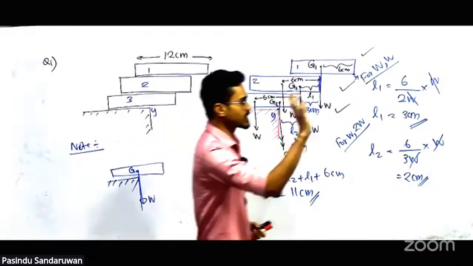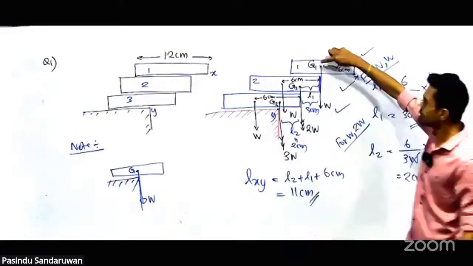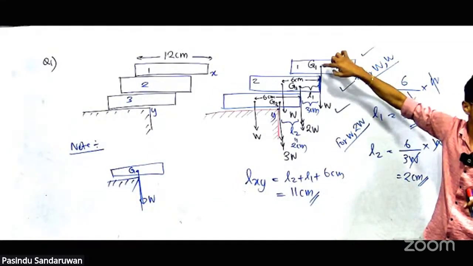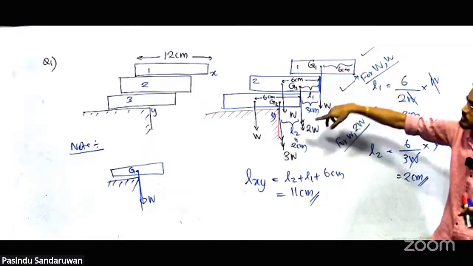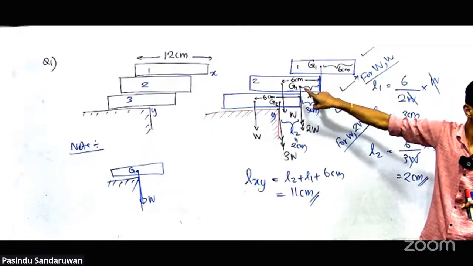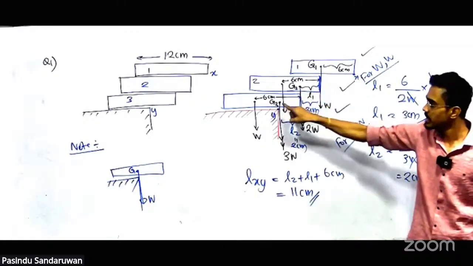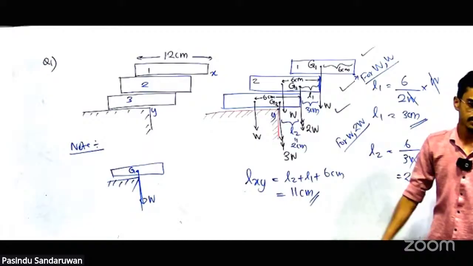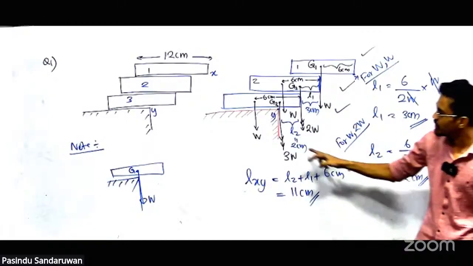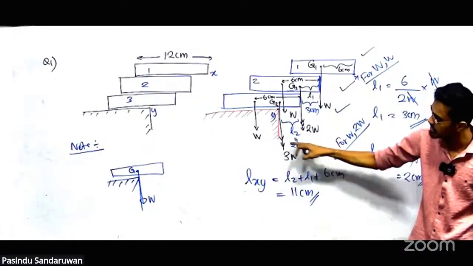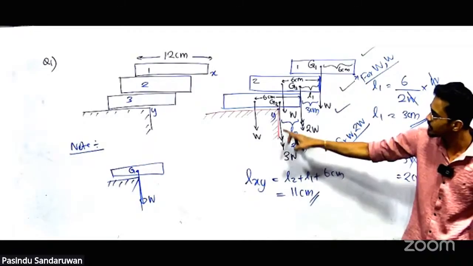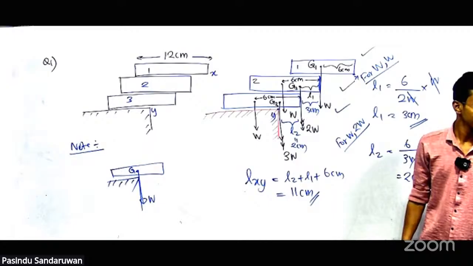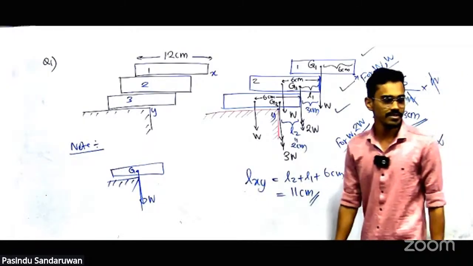Now this is what you should understand. G1 represents the center of gravity of book 1. G2 represents the center of gravity of books 1 and 2. G3 represents the center of gravity of books 1, 2, and 3. Got it? So now the resultant center of gravity of the system is at 3W. So the system is balanced because it is at the edge of the table. Got it? That's the beauty of physics.